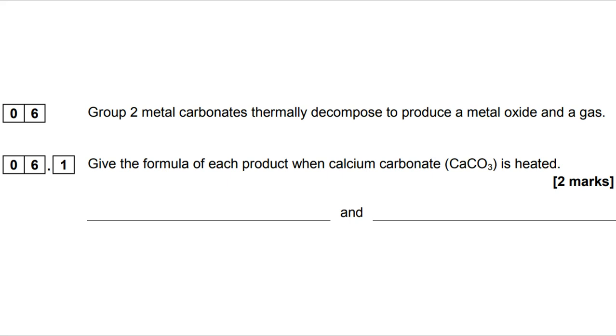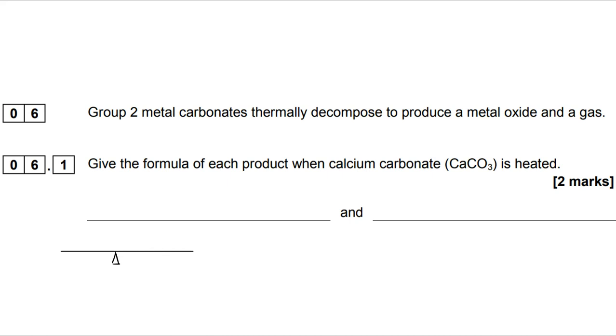This is AQA Coordinated Science Chemistry Higher Paper 1 from June 2018, and this is question 6. So, group 2 metal carbonates thermally decompose to produce a metal oxide and a gas. We need the formula of each product when calcium carbonate is heated. So we know from calcium carbonate we're going to make calcium oxide. We need to know the formula of it.